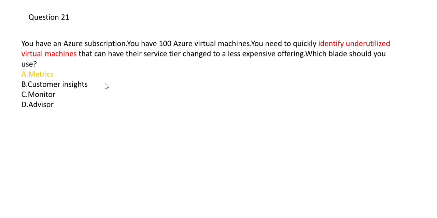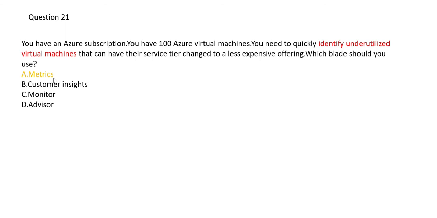Now let's look at option A, metrics. When we were discussing Monitor, we explained why it is used. We told it is used to make a system highly available, monitor its metrics. So without metrics, Azure Monitor is just half. Metrics is the first half of Monitor, and then only Monitor can give you excellent results. So metrics is a part of Monitor only. Without metrics, Monitor cannot work.